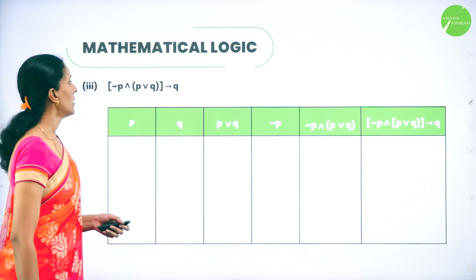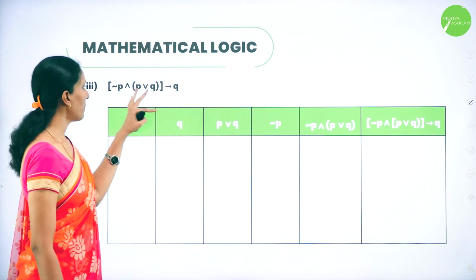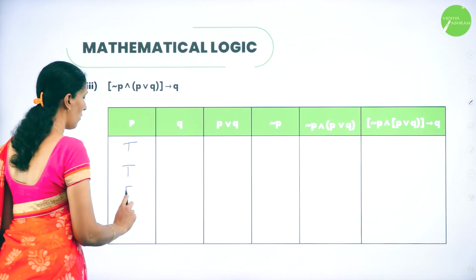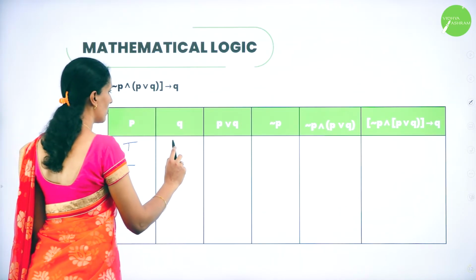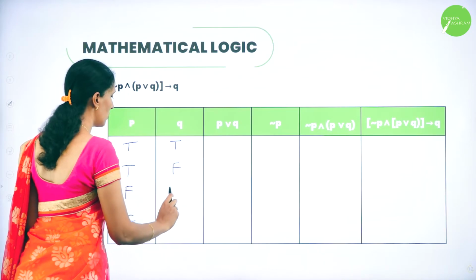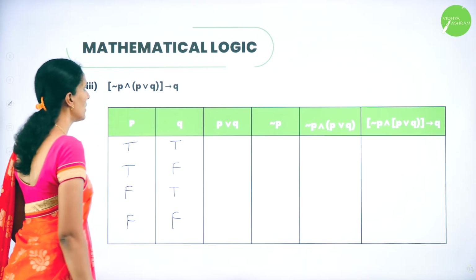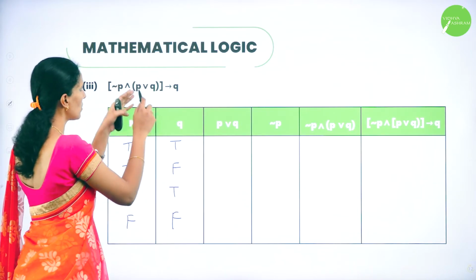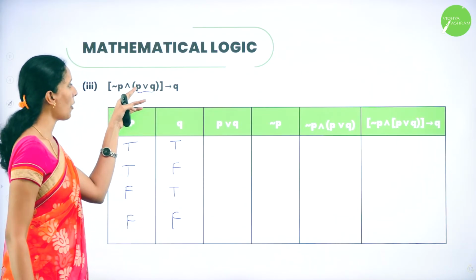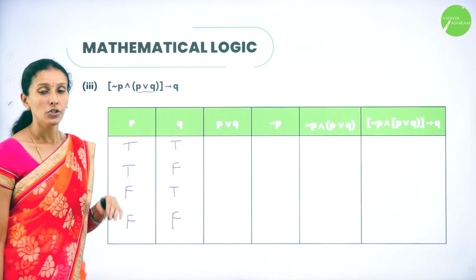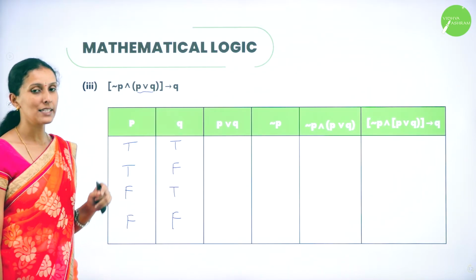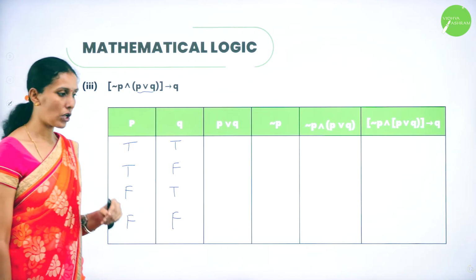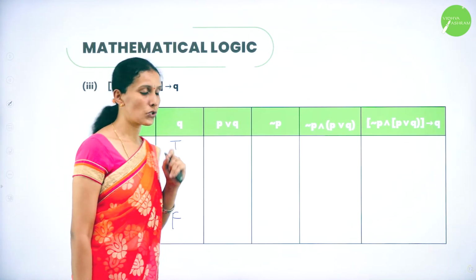Next question. We have only P and Q. So let's write the truth values. True, true, false, false. Next, true, false, true, false. Observe the question, we need not Q and not P also. So let's solve this bracket first. We have P disjunction Q. What does P disjunction Q imply? If the two statements are false, then only it is false. In all the other cases, it is true.